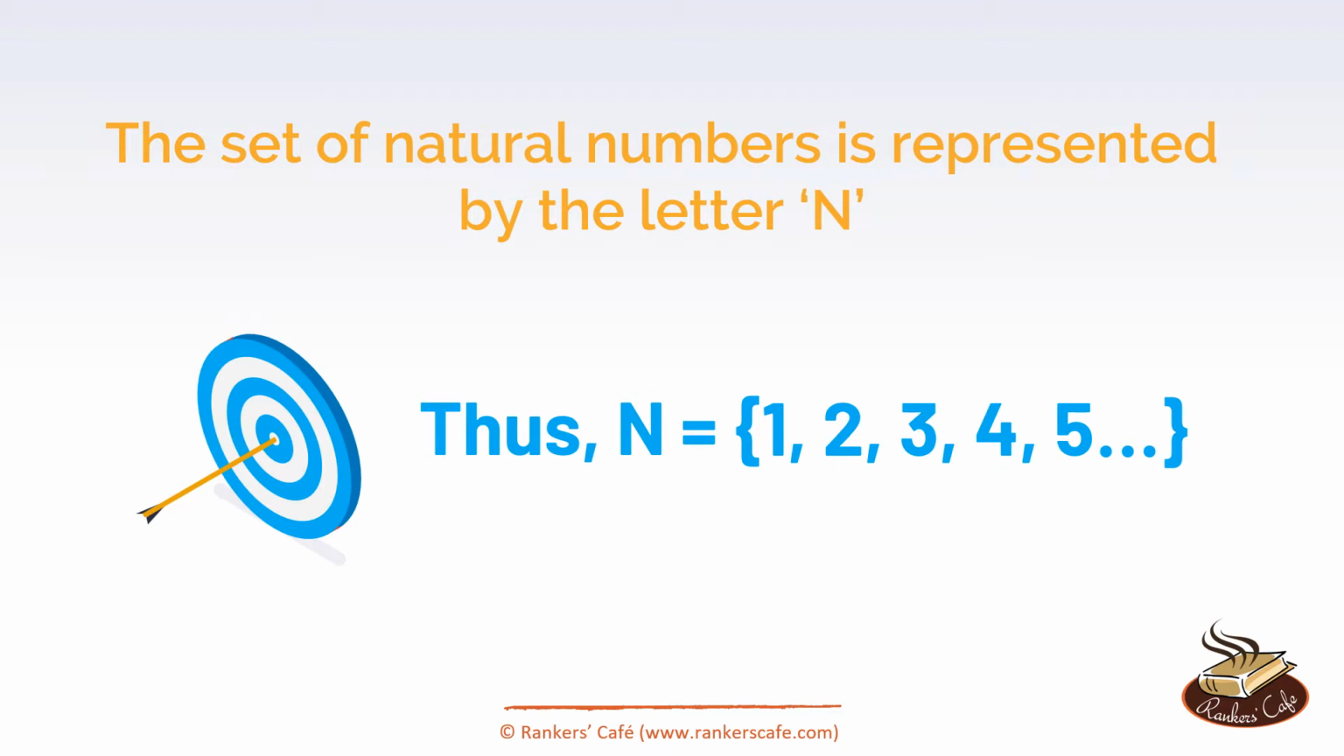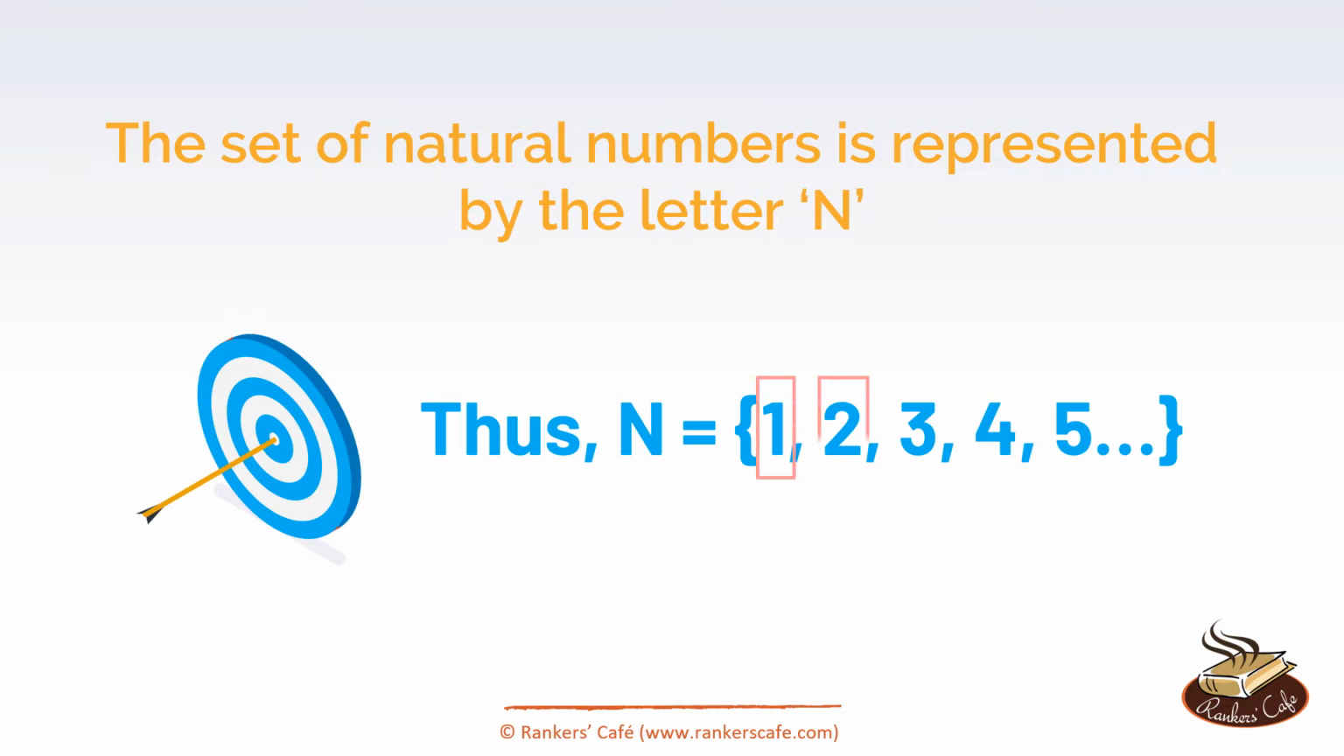Welcome back. We are now comfortable with representing natural numbers as a set. By looking at this representation of natural numbers, we can immediately understand a few properties of natural numbers. We see that natural numbers start from 1. Thus 1 is the smallest natural number.